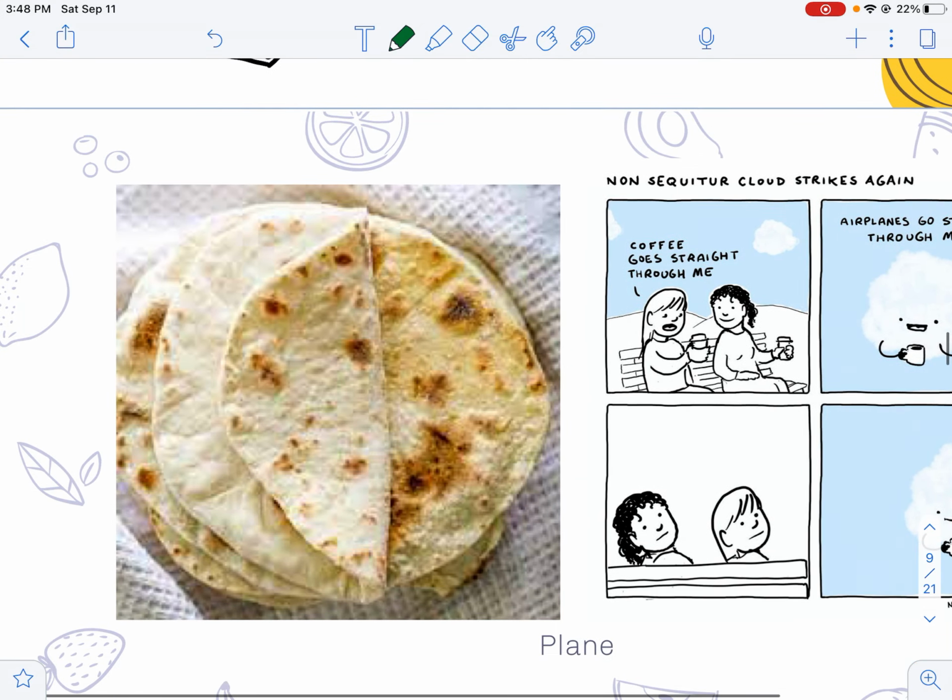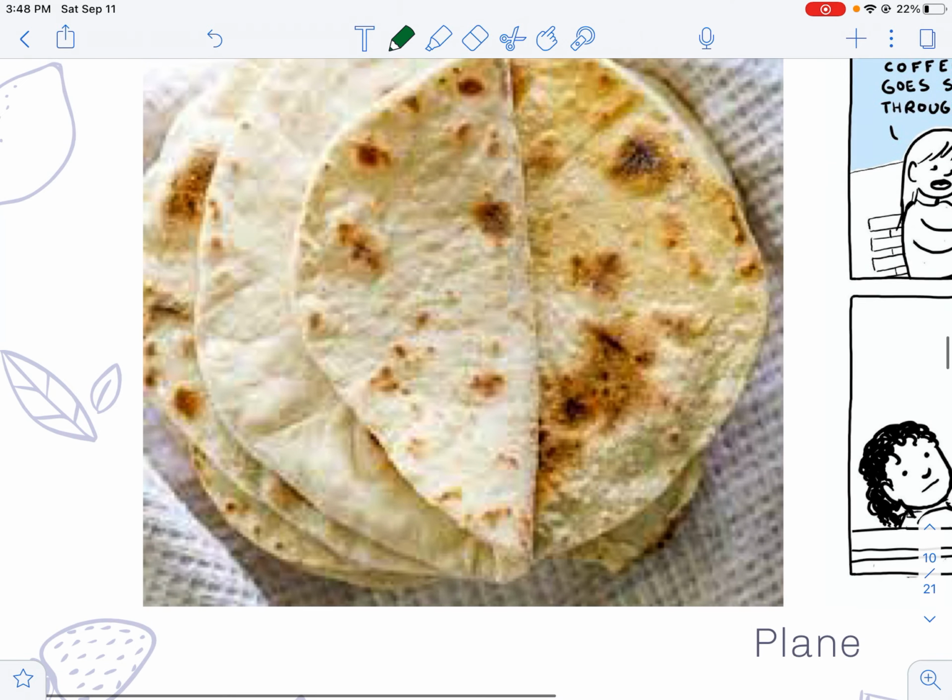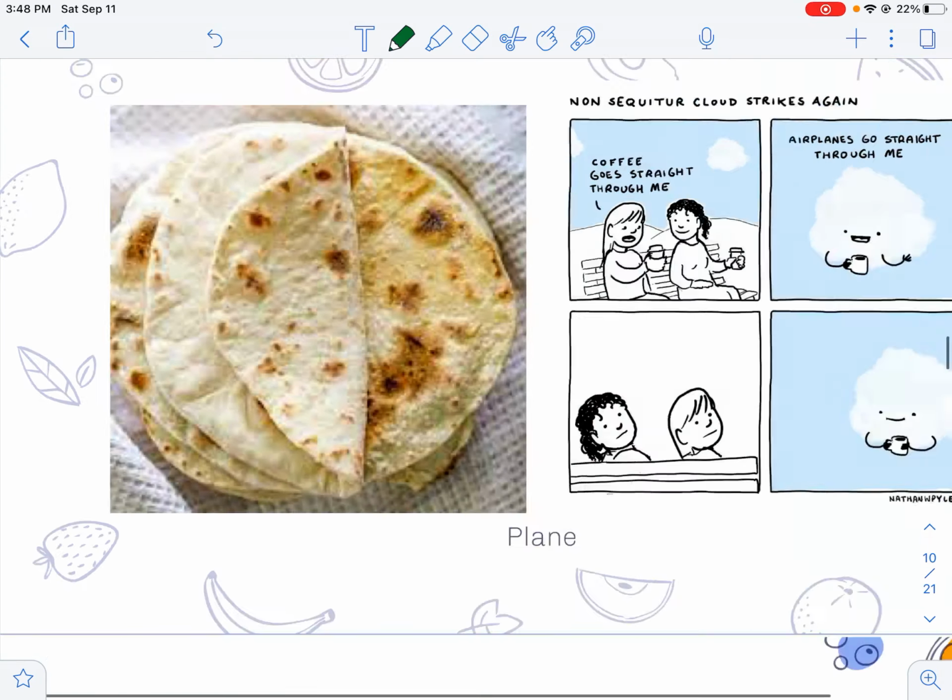I think of planes like infinite tortillas, that they would extend forever and ever and ever, but they're so thin you can't measure that depth at all.